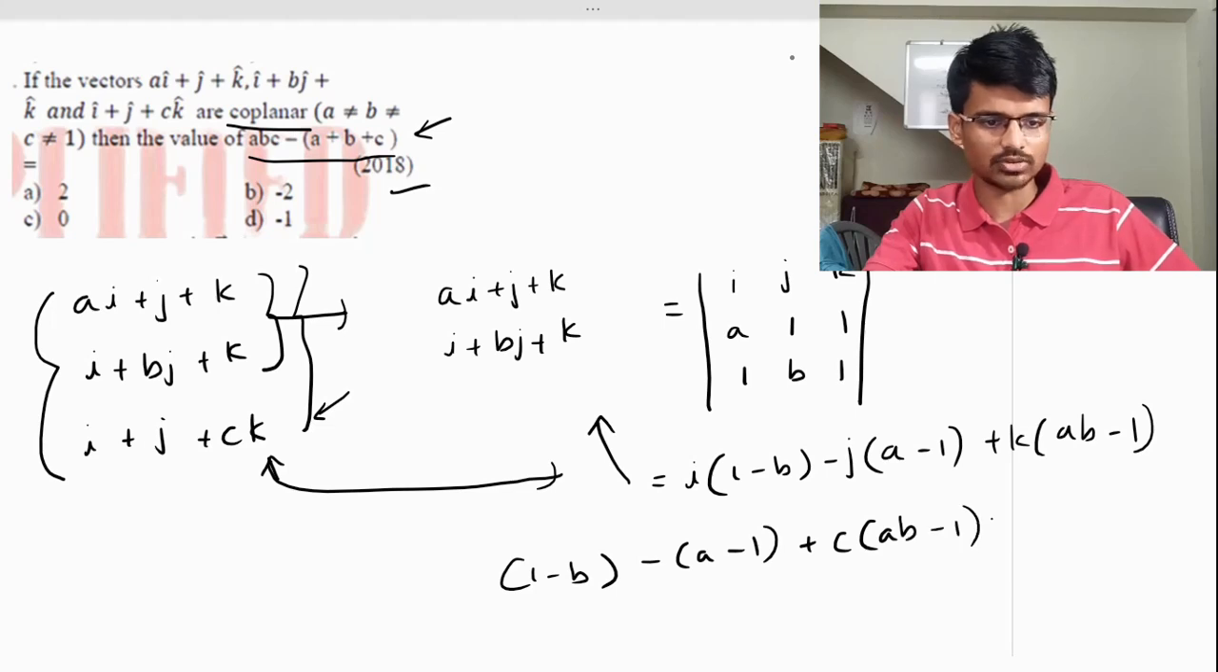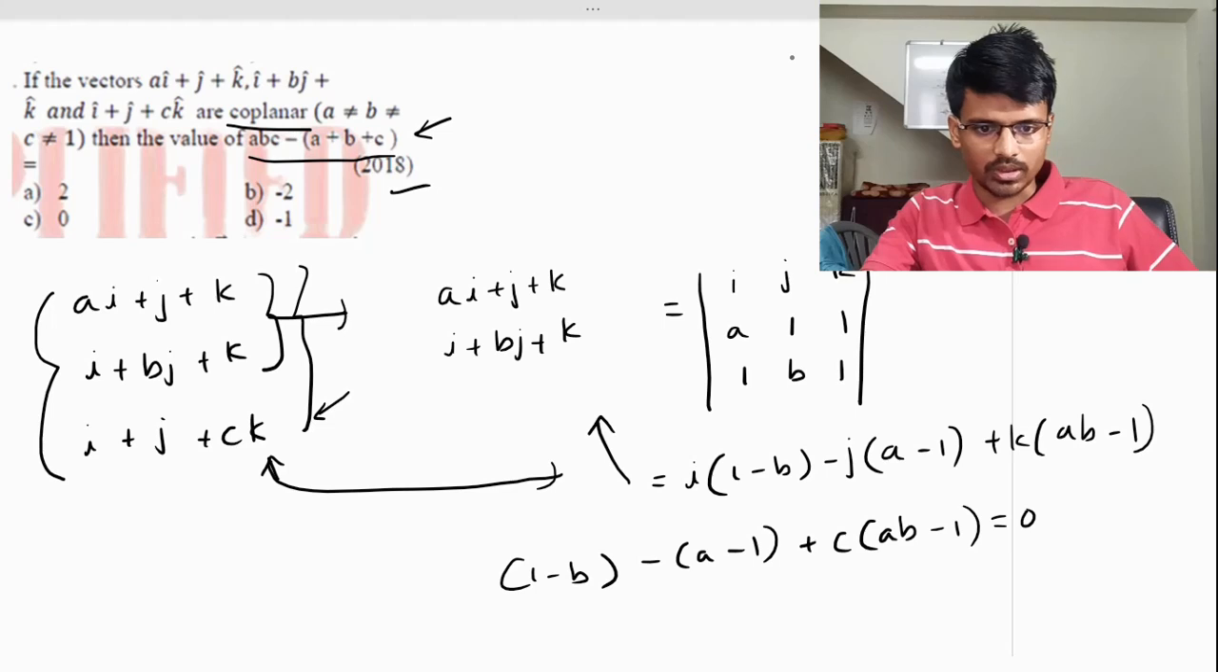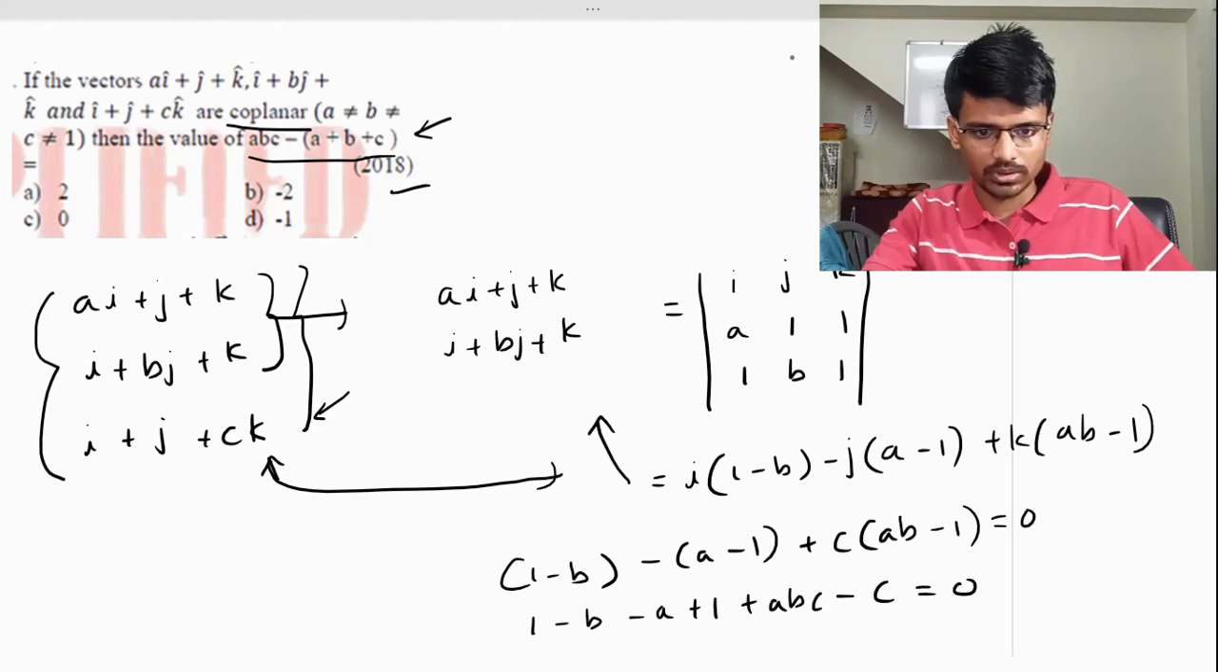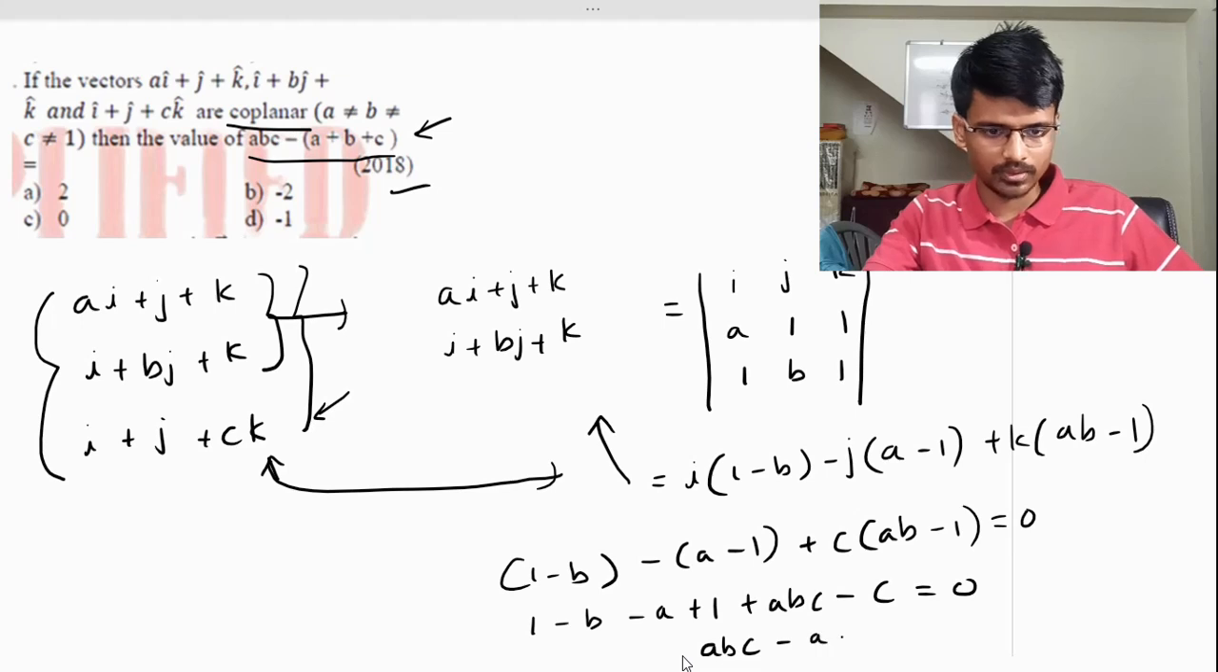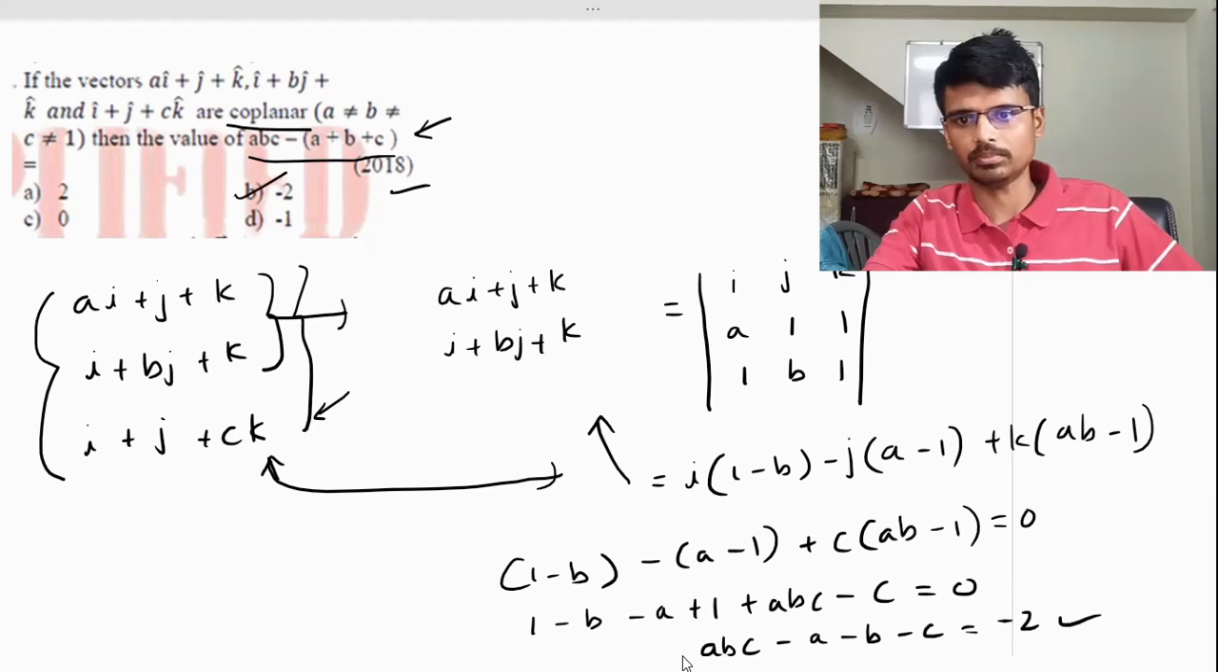So this dot product is equal to 0. What have I got now? 1 minus b minus a plus 1 plus abc minus c equal to 0. So the value of the expression abc minus a minus b minus c is equal to minus 2, right? So the correct answer is option B, minus 2.